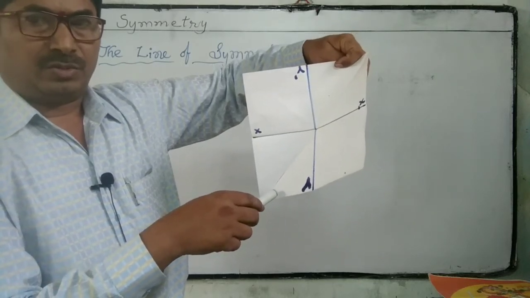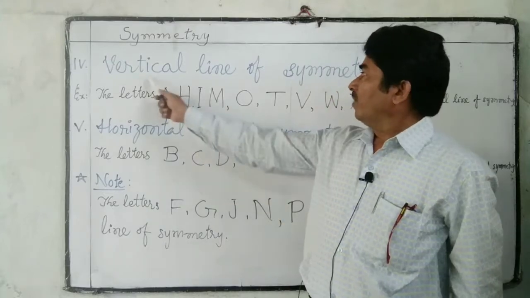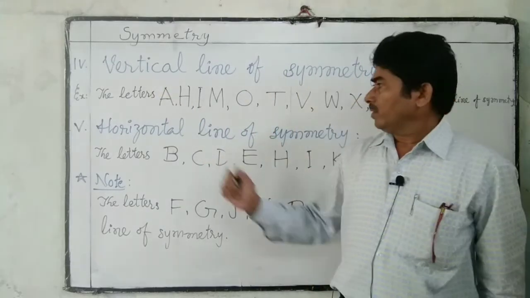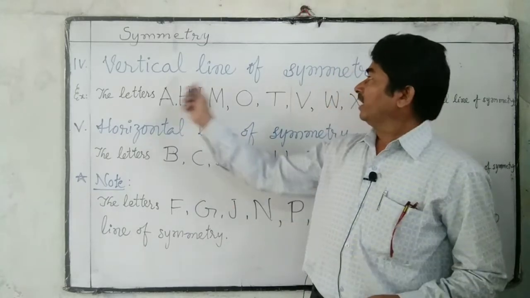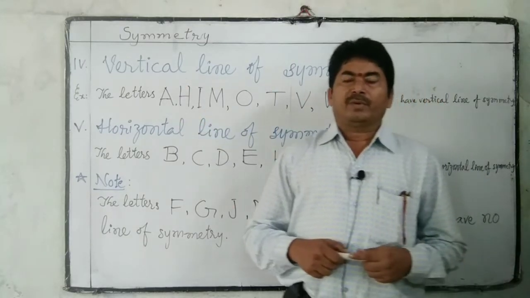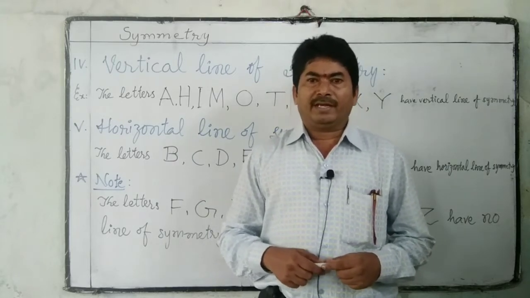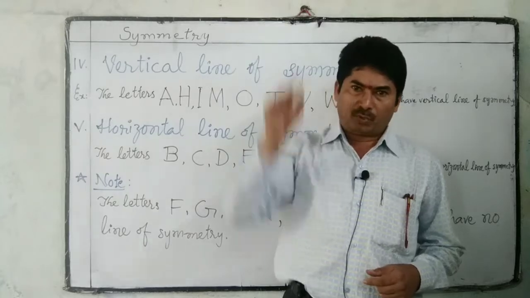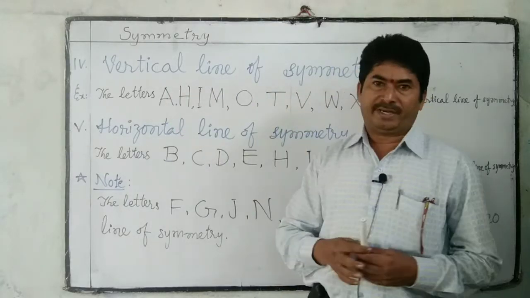So let us learn more about vertical line of symmetry, horizontal line of symmetry. First, vertical line of symmetry. What is a vertical line of symmetry? The line that divides from top to bottom is called a vertical line of symmetry.